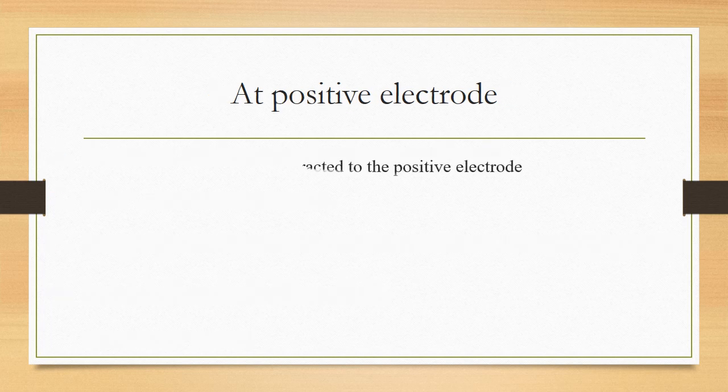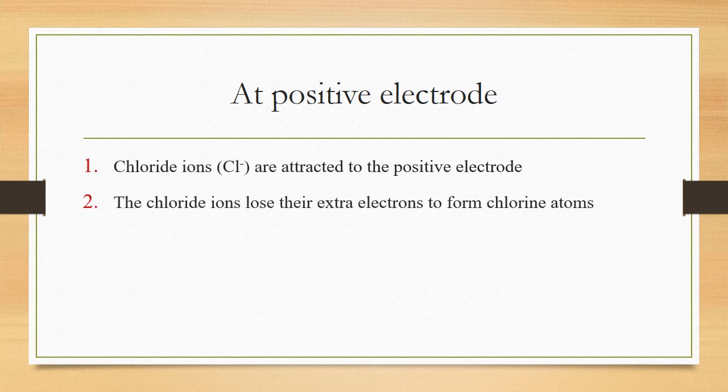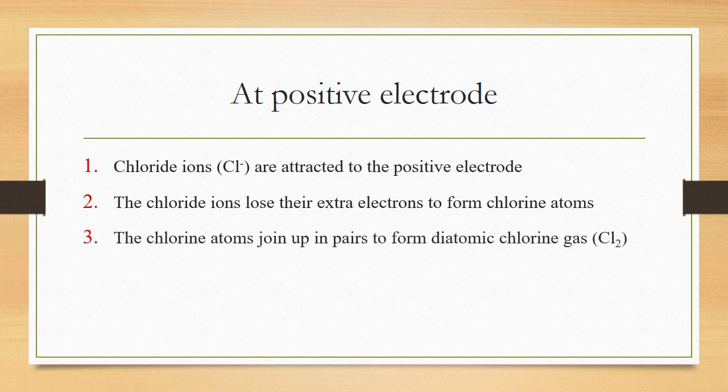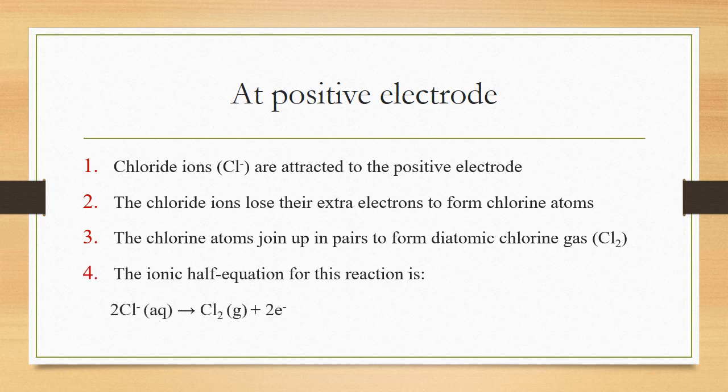At the positive electrode, the chloride ions are attracted to the positive electrode. Chloride ions lose their extra electrons and form chlorine atoms. These chlorine atoms then form diatomic chlorine gas with a nice green color. The half equation is 2 chloride ions losing 2 electrons to become chlorine. It's been oxidized.